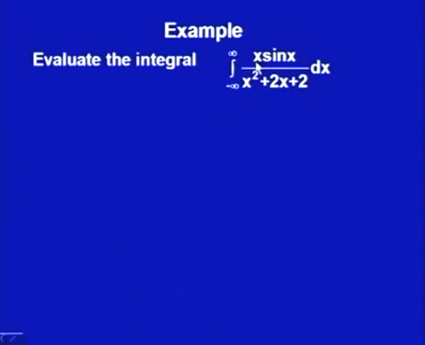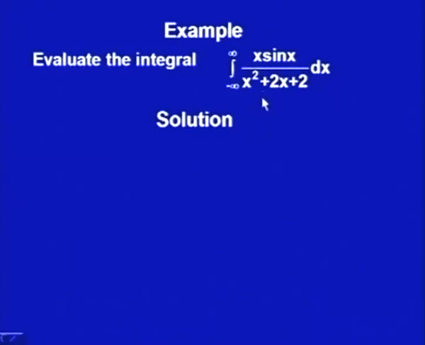This integral is of the form x upon x square plus 2x plus 2, this is my f(x), into sin x. So we have an integral of the kind f(x) sin x dx. Moreover, my function f(x) is x upon x square plus 2x plus 2, so it is again a rational function of polynomials. Let us try to solve it.